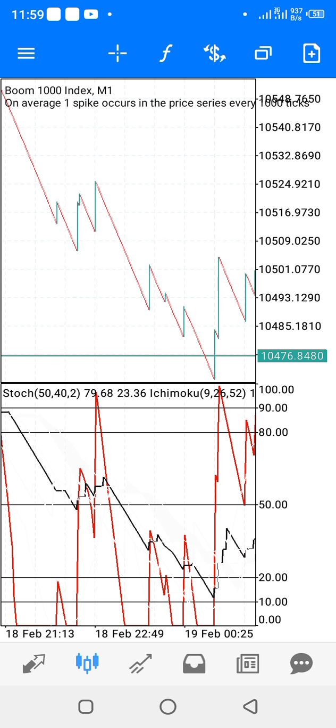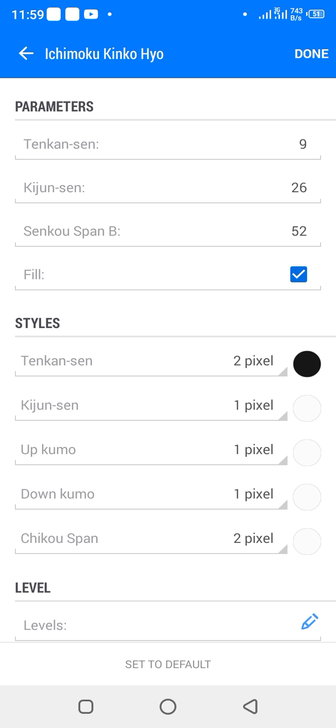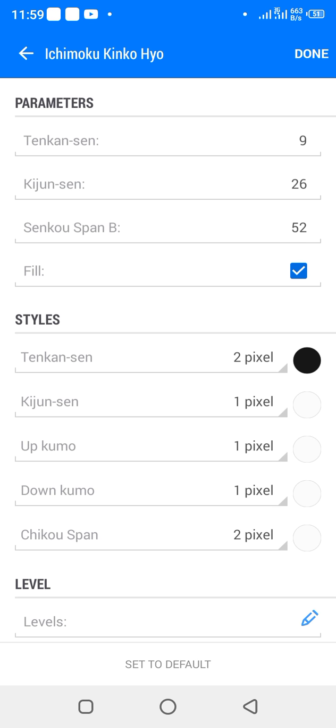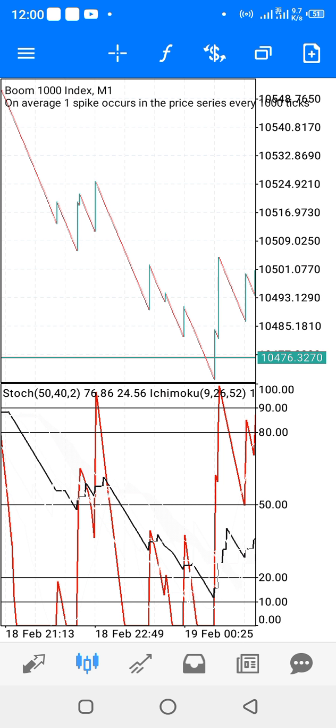That is done. Okay, then you go to Ichimoku. This is not difficult. On the same indicator window, you go to Ichimoku. You don't have any levels here, so you go to Tenkan-sen 9, 26, 52, and then fill. You maintain it, and then here you make it 2 pixels, that is black, and all the others you make white. You can make them 1 pixel. The last one is 2, but it will definitely be white. So here you don't have any levels, so you go to done, and then you are already set.